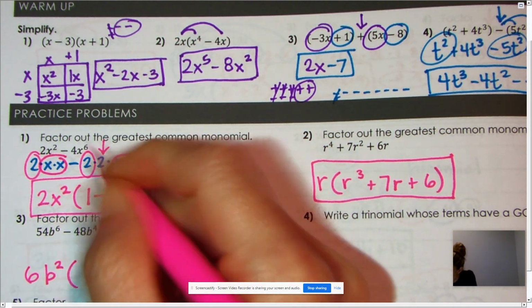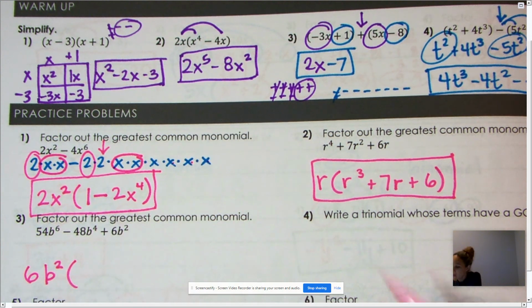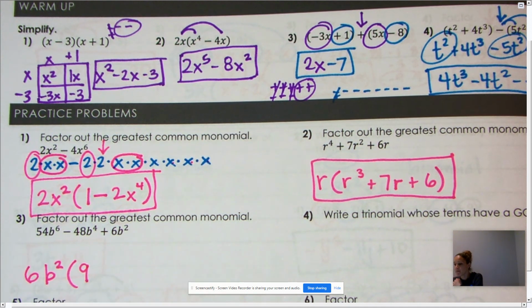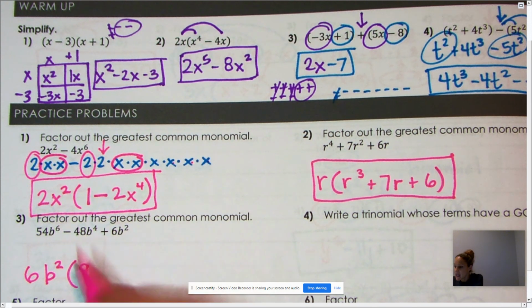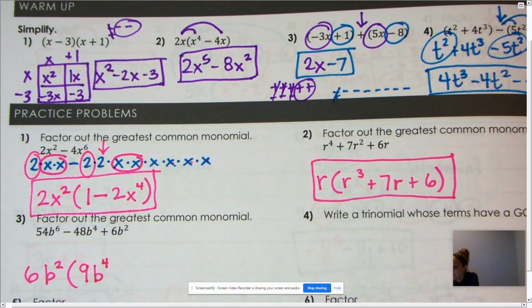Okay, so let's see what's left. I had 54 and I divided by 6. So that would leave me with 9. 6 times 9 is 54. Then I had 6 B's and I took 2 of them out. So I would have 4 left.